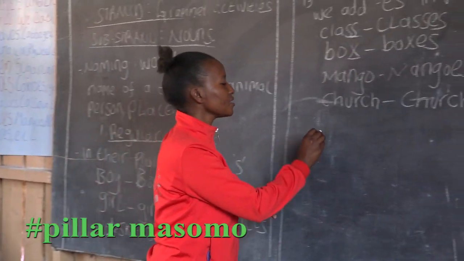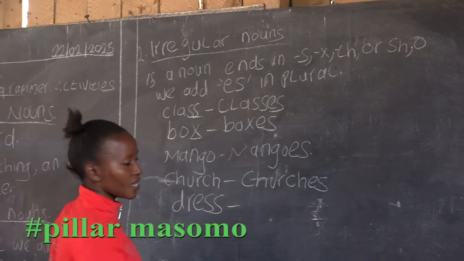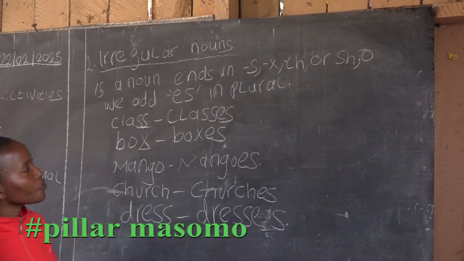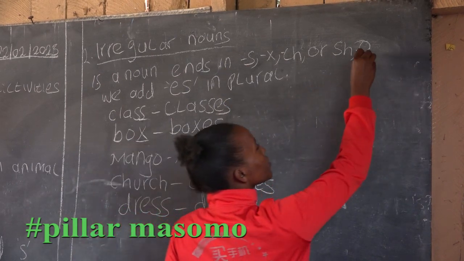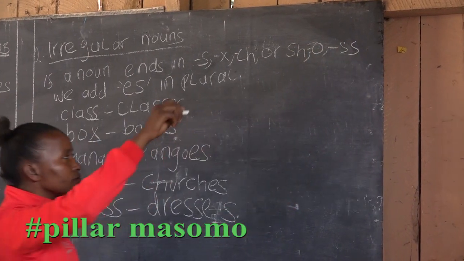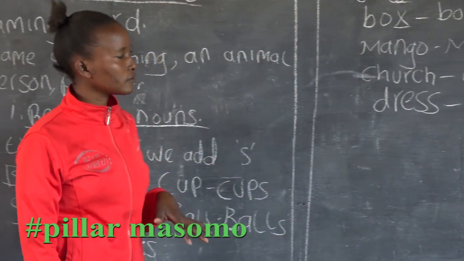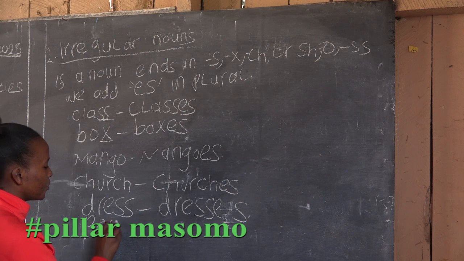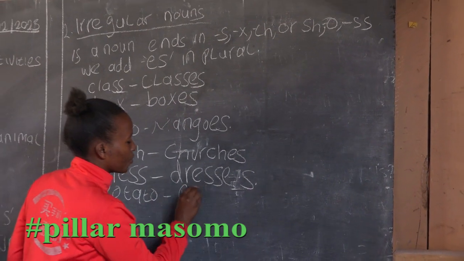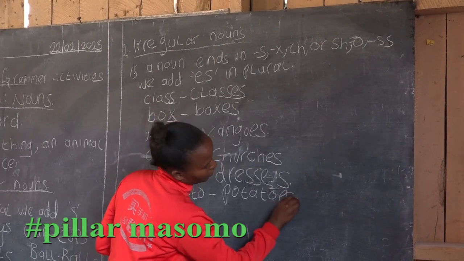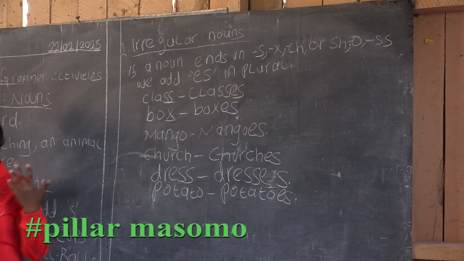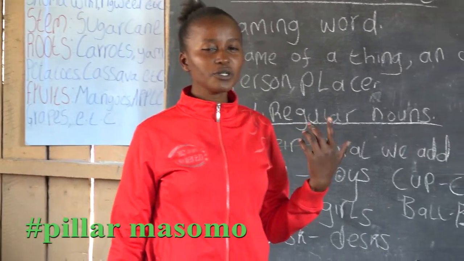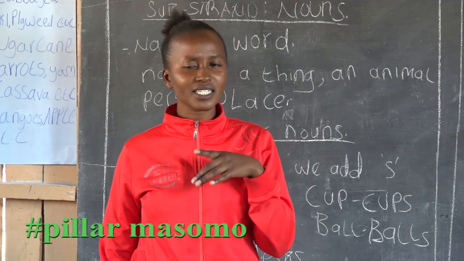Dress, yeah, we have dress. Dresses. And here we should add ES for ones ending with SS. Do you see that? Potato, and so on. Or you had more examples? Orange, oranges. But that one we are adding just S.